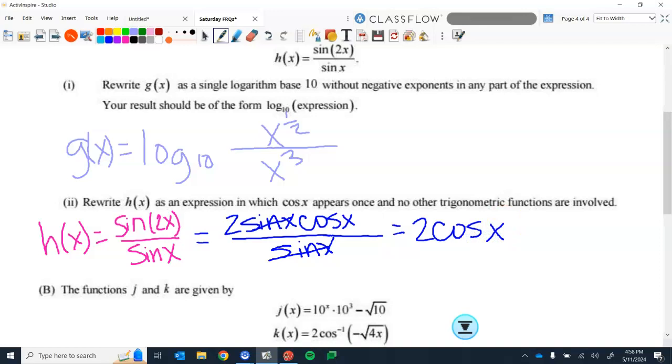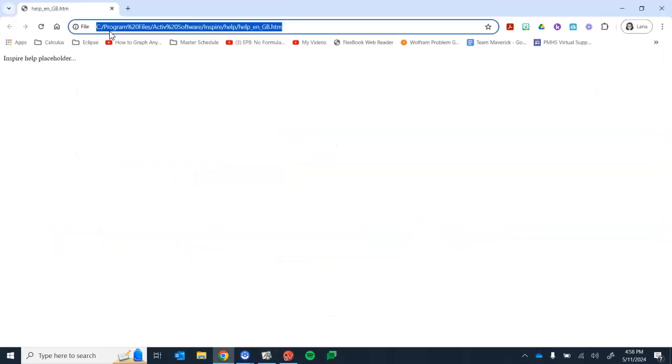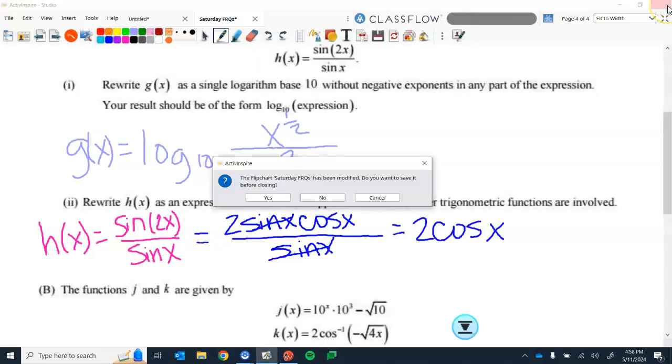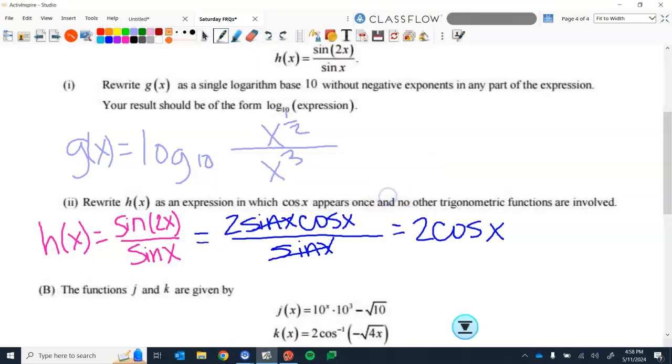And I'm done. Now, what I have noticed about these, oh no, I don't know what the heck I just did, what I hit. I was trying to get help.